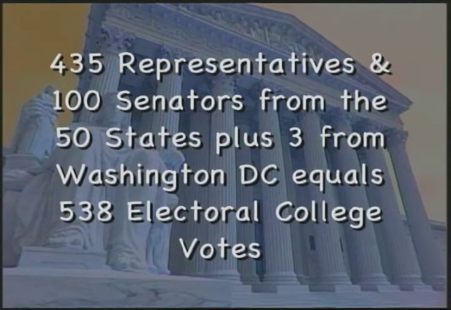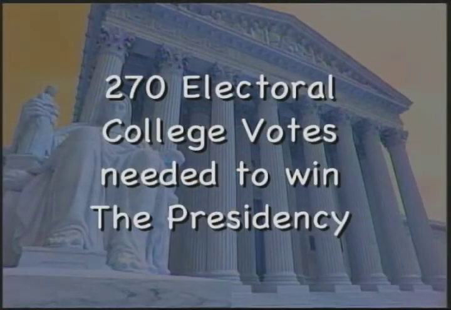Now, if you think about the number of representatives in Washington, we have 435 representatives and 100 senators. That's 535. But we also add three more electors for the District of Columbia. So we have a total of 538 Electoral College votes that are cast. To win the presidency, you basically need half plus one. Half of 538 is 269, half plus one is 270. So the magic number to win the presidency is 270 electoral votes.